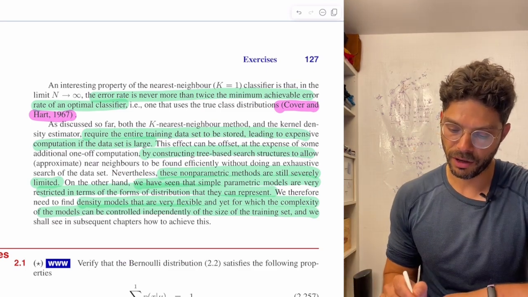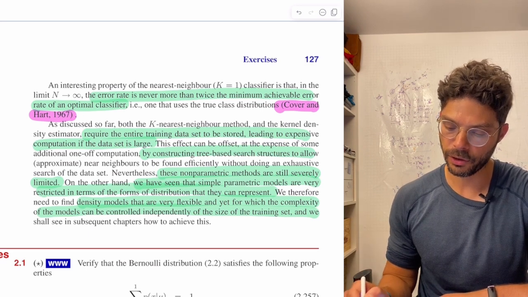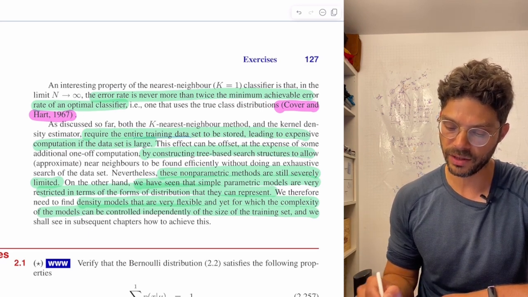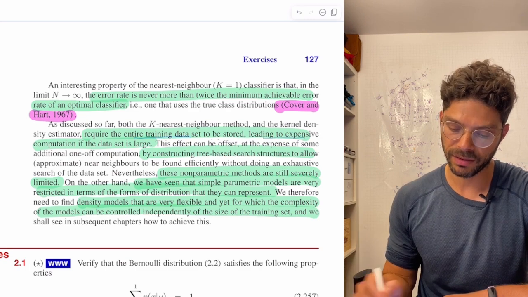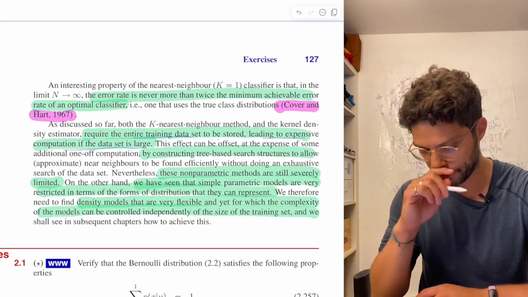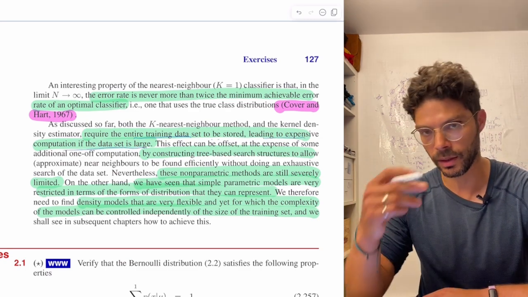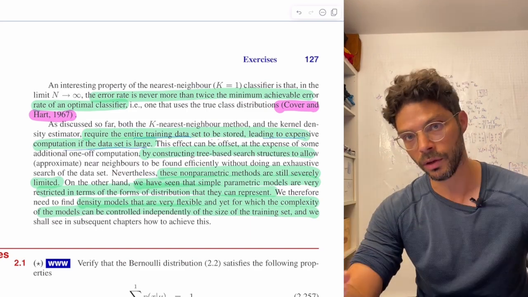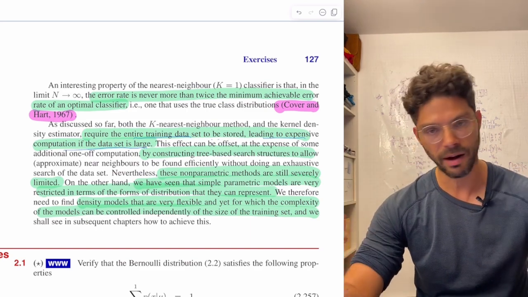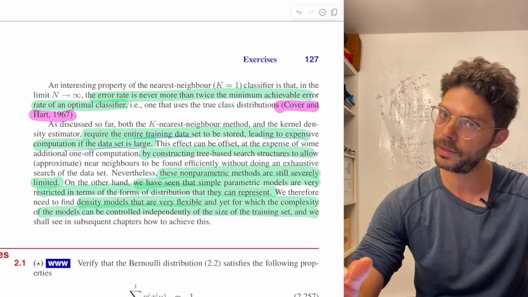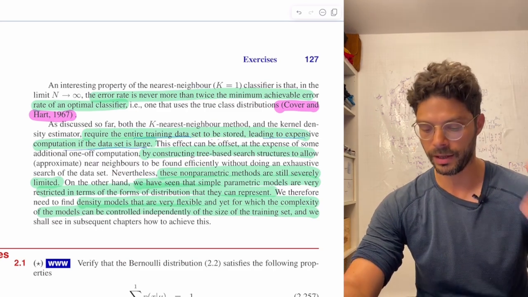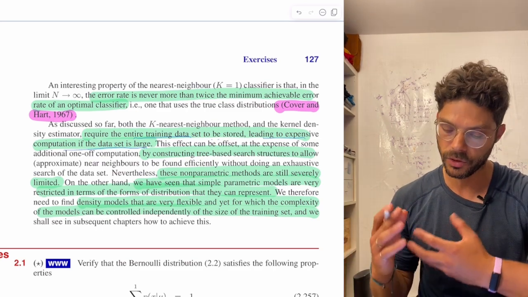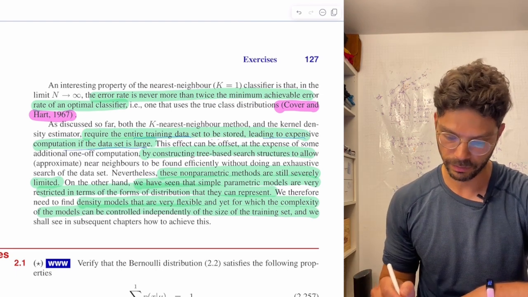As discussed so far, both the k-nearest-neighbor method and the kernel density estimate require the entire training set to be stored, leading to expensive computation as the data set is large, right? So for example, for the nearest neighbor stuff we're doing, every time you're computing a particular probability, you need to look at your training set again. And if your training set is large, that's going to be really prohibitive.